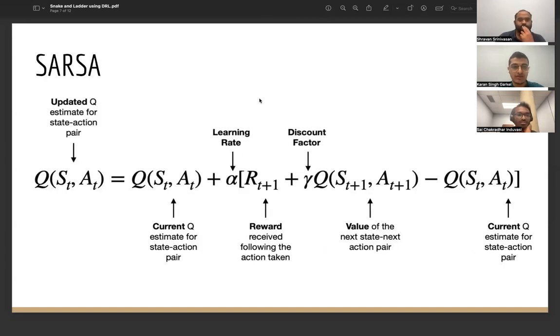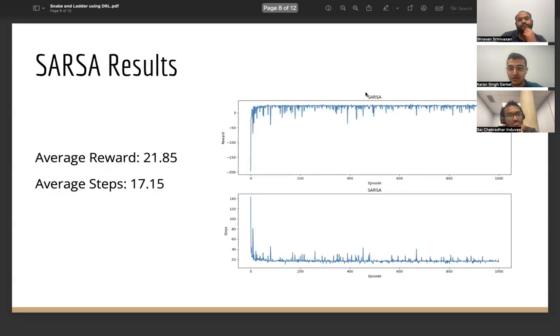Right, coming to the SARSA algorithm, it is an on-policy temporal difference learning algorithm. It updates the Q value based on the action actually taken, not the maximum possible reward. The update rule is right in front of you. This algorithm is more stable in environments where the policy changes over time. And the results that we got using this algorithm were that the average reward was around 21.85, and the average steps taken was around 17.15 to reach the goal state.